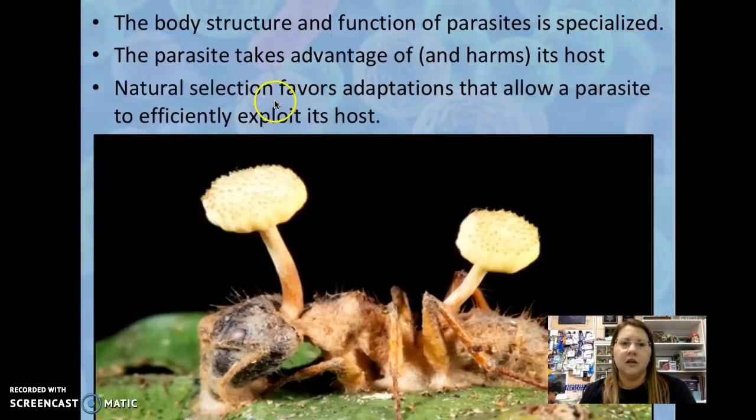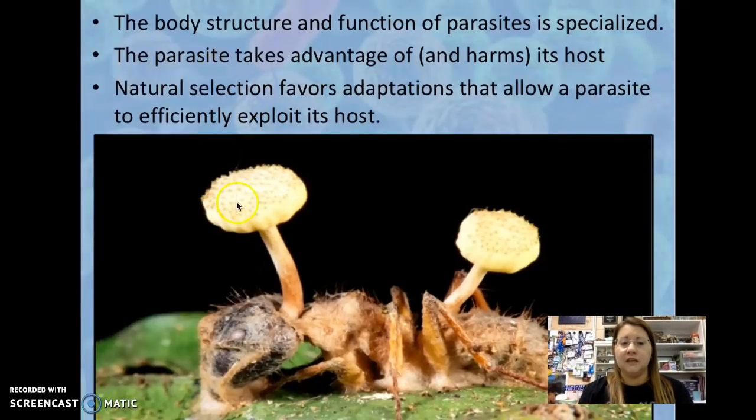Natural selection is just a term that refers to the ability of nature to run its course and select the organisms that survive based on the favorable adaptations that they may exhibit. So natural selection is going to favor adaptations in these parasites that allow the parasite to efficiently exploit its host. And exploit is referring to using its host to the biggest potential that it can.